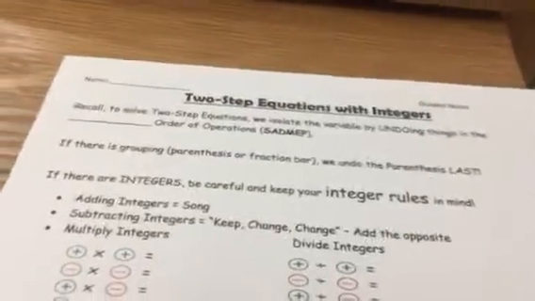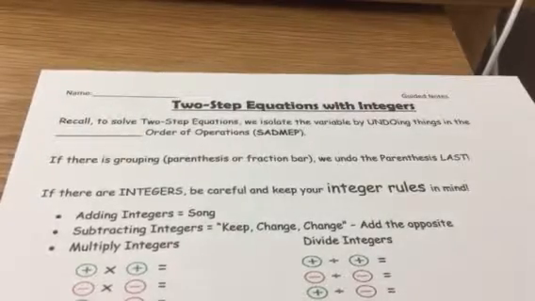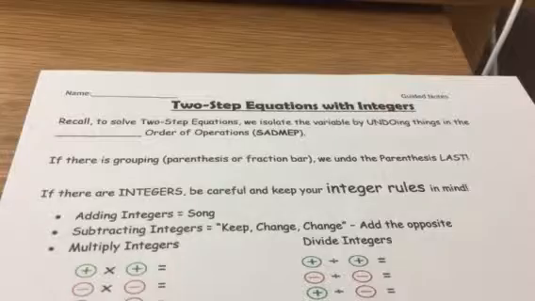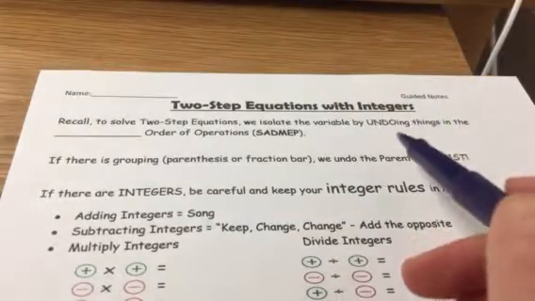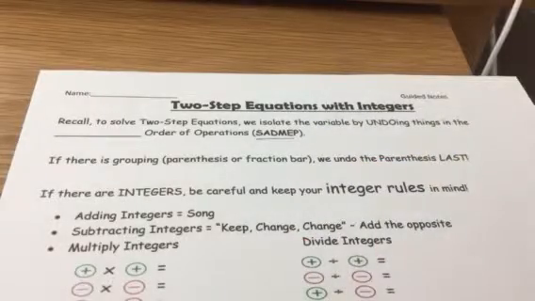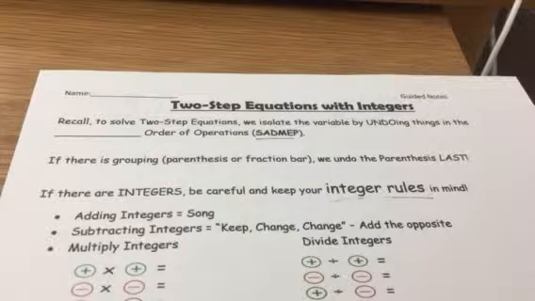Hey, sixth graders, we're going to take a look at some more examples of two-step equations with integers, because I know sometimes those integers can throw us off. It's a lot to keep in mind, because not only do you need to keep your algebra steps in mind, but you also need to keep your integer rules in mind. So let's recap how to combine all of this knowledge together.